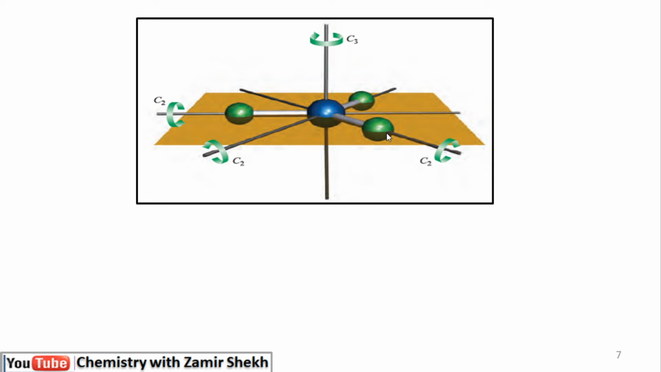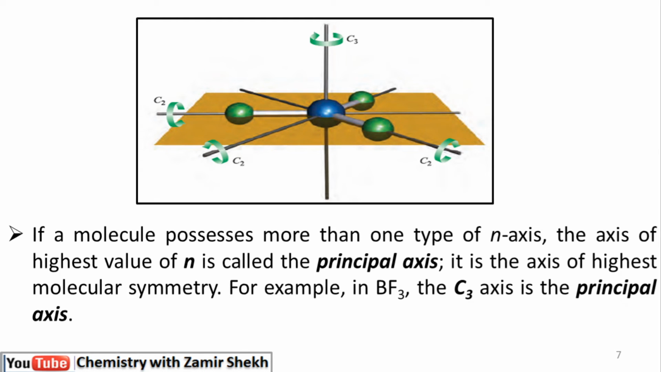Now C2 means what? 360 by 2, because we have the C2 axis. Okay, and this is called the subsidiary axis. Now there are two types of axes. One is called the principal axis, which has more order, that is C3, and the second is called C2.